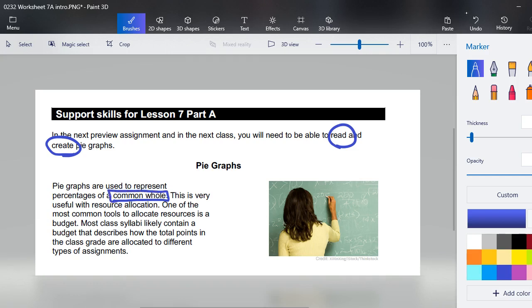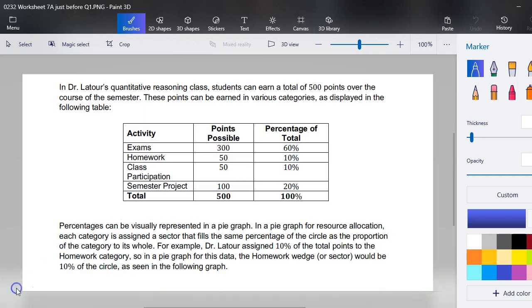It's very useful with resource allocation. One of the most common tools is using it for budget. And most class syllabi probably contain a budget that describes total points for the different assignments and how they're allocated. Go ahead and read through this piece. I'll hit some of the highlights and even start looking at question number 1 and then come back.